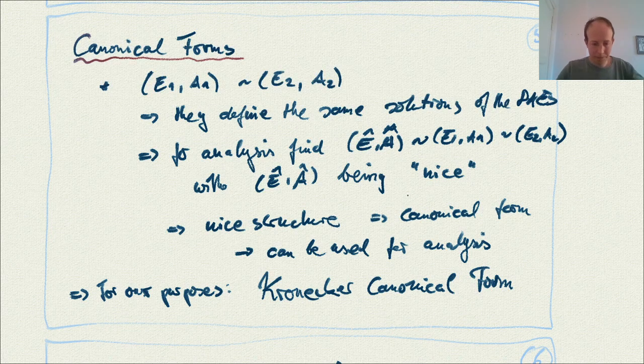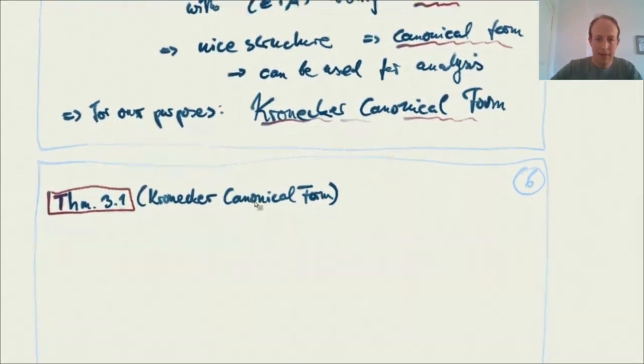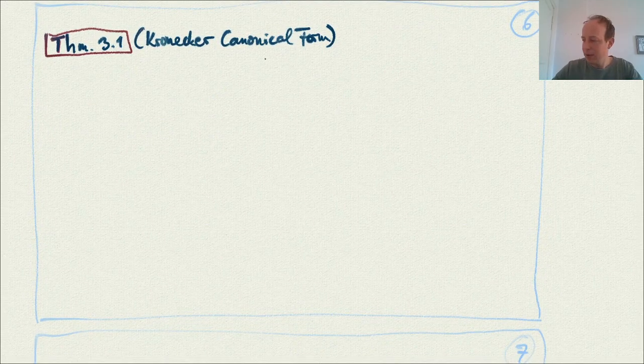Well, the thing here is that it's nice, there's no real definition. Maybe better say useful or appropriate, but it's not fixed. So there can be many canonical forms that you may like. But for our purpose, we will use this Kronecker canonical form because it works very nicely to do solvability analysis for this DAE that is defined through the E and through the A. This is one very important theorem.